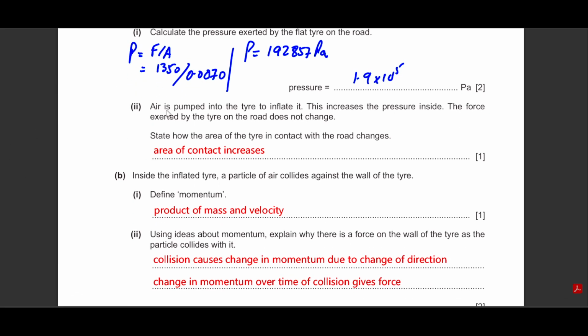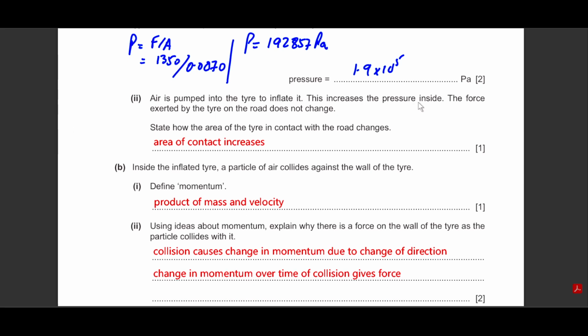Air is pumped into the tire to inflate it. This increases the pressure inside. The force exerted by the tire does not change. So P equals F over A. State how the area of the tire in contact changes. It's not increases. It's supposed to be decreases. So if the force is not changing, as he mentions, the force is still the same. You increase the pressure. Pressure is increased, so the area will decrease. They are inversely proportional. That's why the air contact decreases.